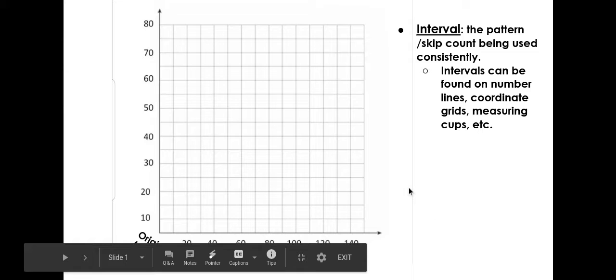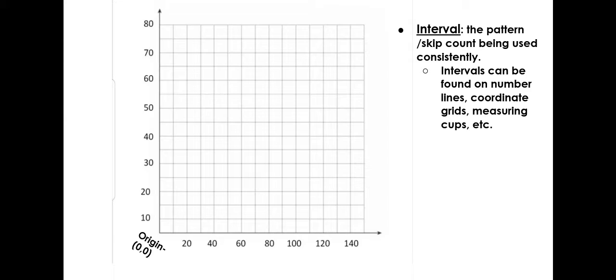Hey guys, so today we're talking about intervals. Specifically, we're looking at intervals on our coordinate grids because we need to know those intervals in order to appropriately label or identify the points on our grid. So, an interval is the pattern or skip count that's being used consistently on things like a number line, our coordinate grids, measuring cups, or many more things. Today we're focusing on the coordinate grid.